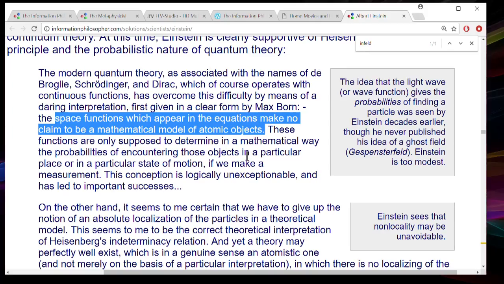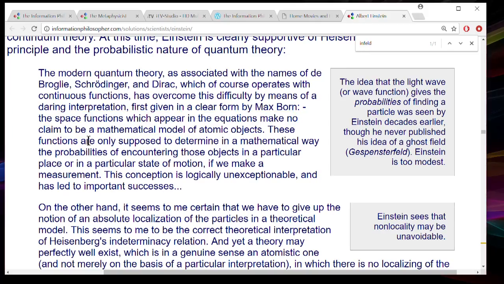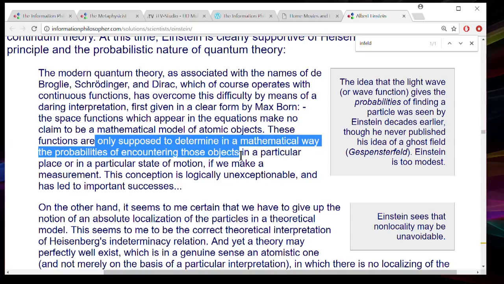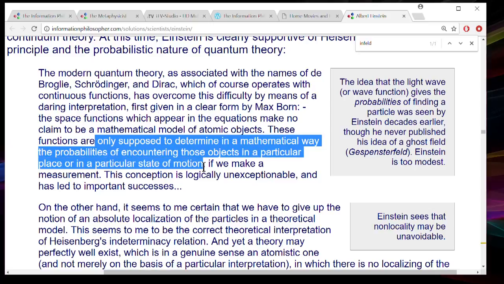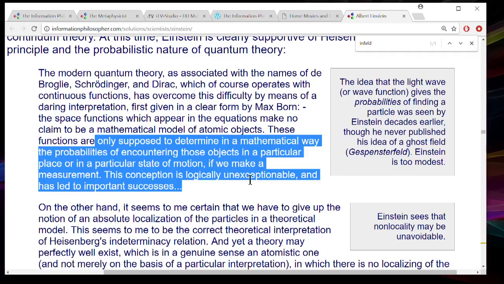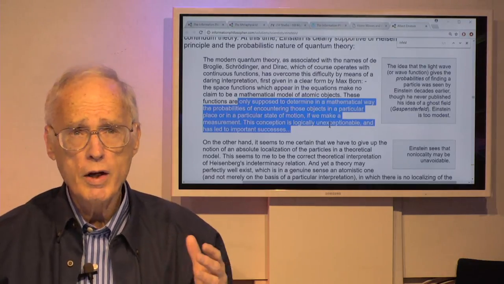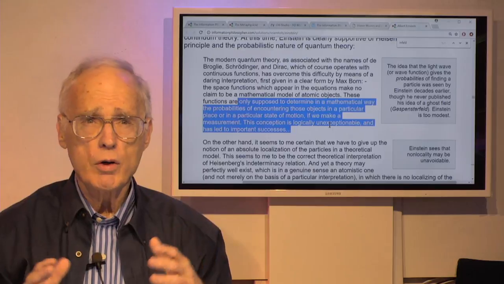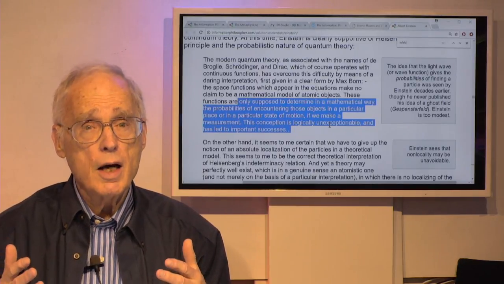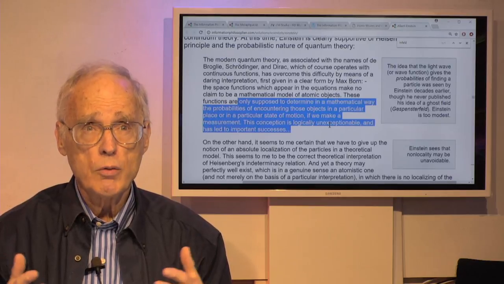And so these functions are only supposed to determine in a mathematical way the probabilities of encountering the objects in a particular place or in a particular state of motion if we make a measurement. This conception is logically unexceptionable and has led to important successes. So here we have Einstein saying this theory works wonderfully, and it remains to this day as the best theory of physics that we have in the world.